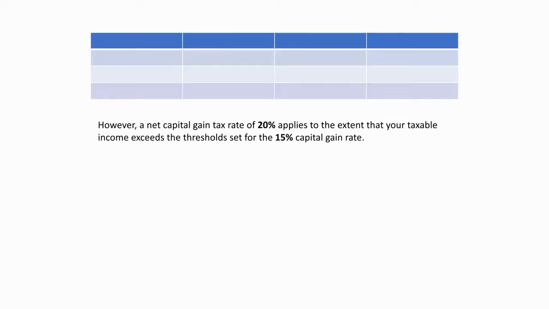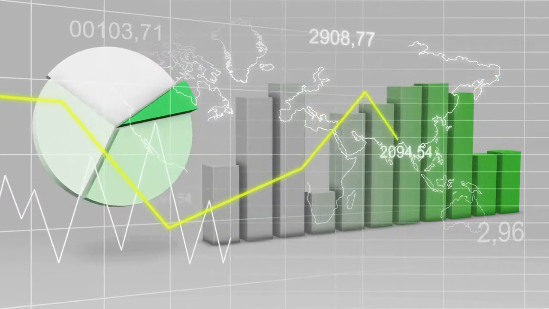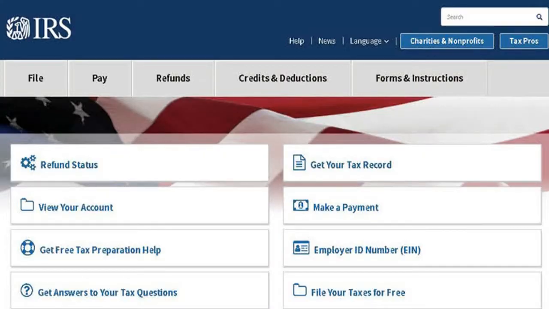However, a net capital gain tax rate of 20% applies to the extent that your taxable income exceeds the thresholds that I just mentioned. There are a few other exceptions where capital gains may be taxed at rates higher than 20%, but I won't get into that. You can find this information on the IRS.gov website.